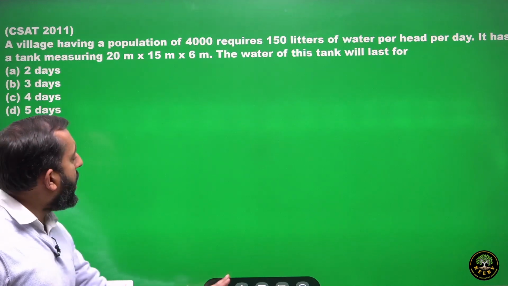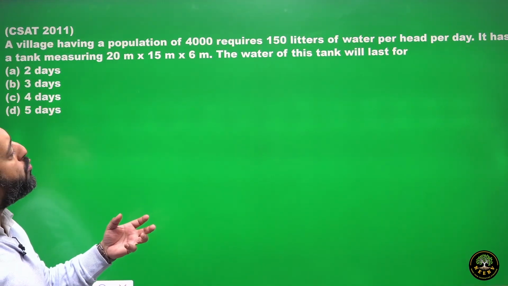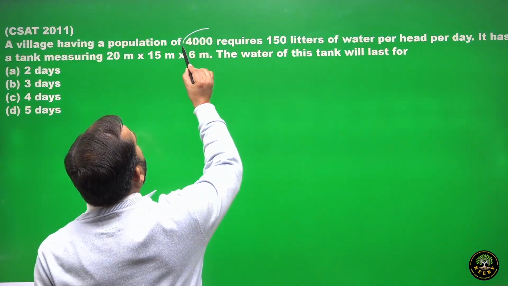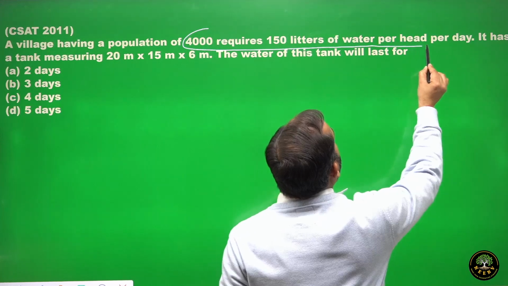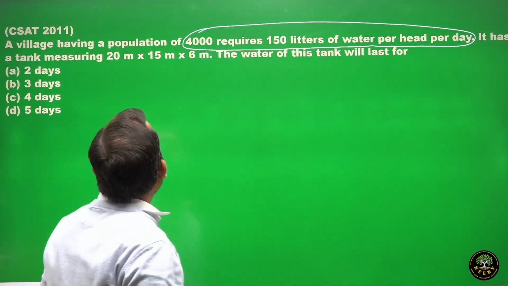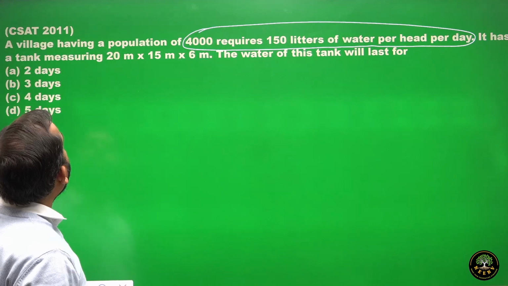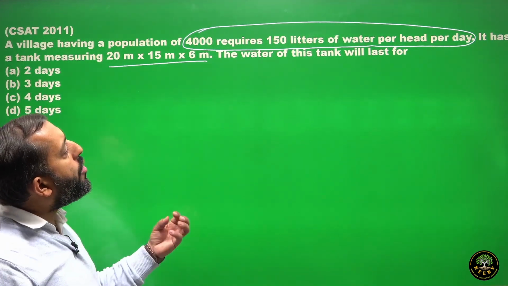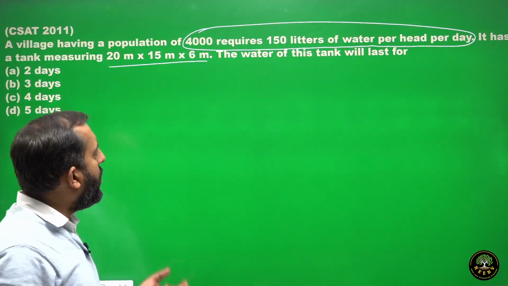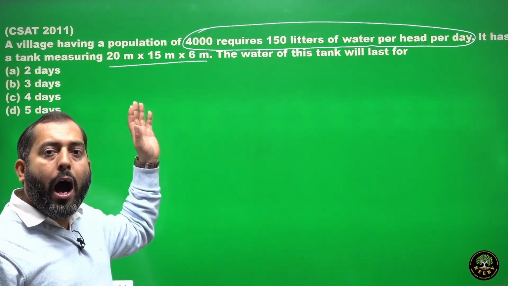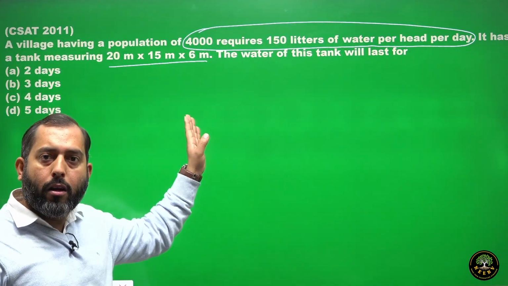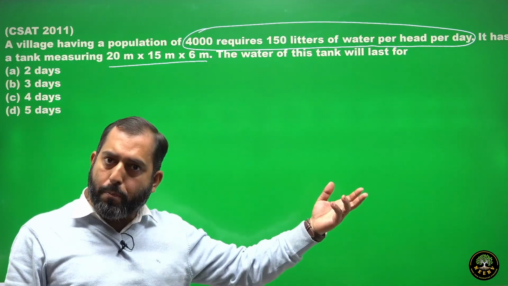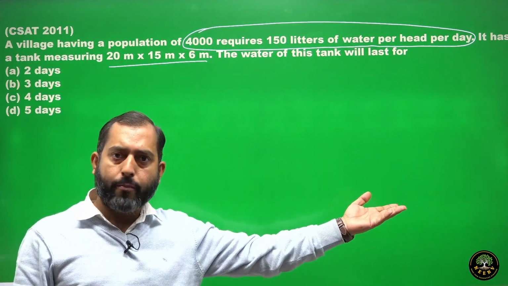It says a village having a population of 4,000 requires 150 liters of water per day. 4,000 people need 150 liters of water per head per day. It has a tank measuring 20 into 15 into 6. The water of this tank will last for how many days? So first of all, we need to know how much water is available, and that value when divided by how much water is being used per day will give me the number of days.